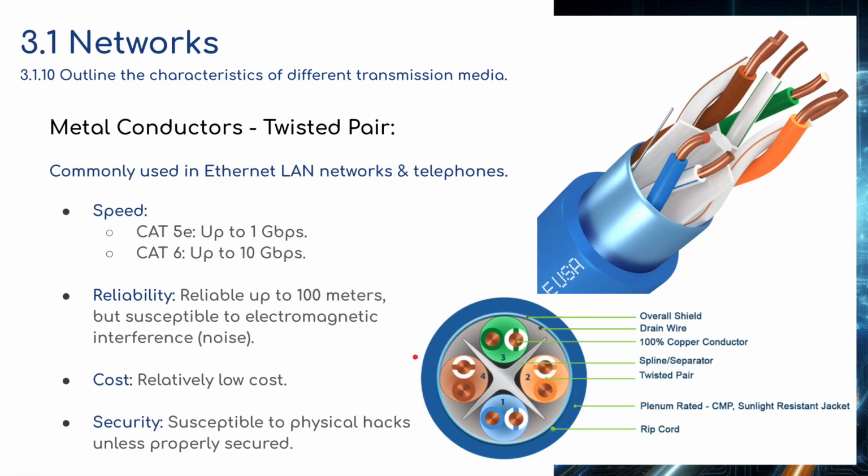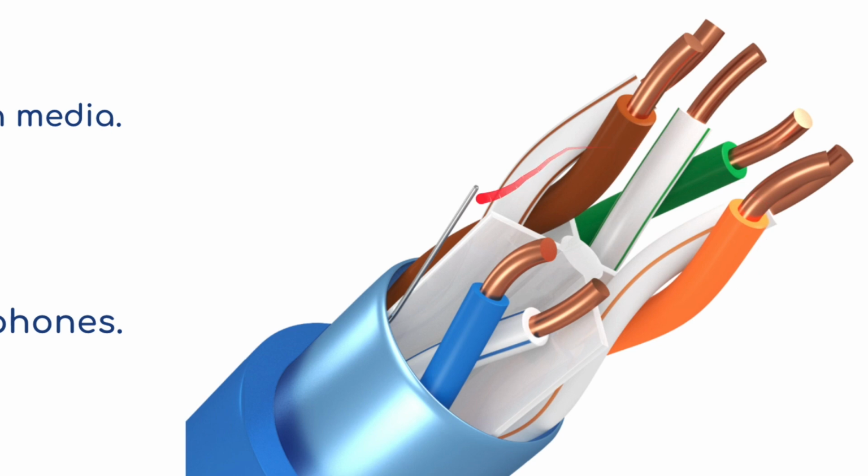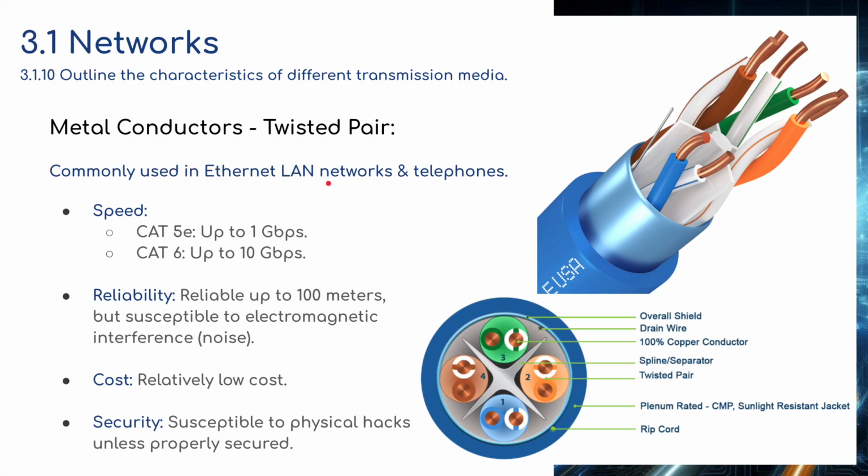Okay, so here we go, metal conductors. This is a twisted pair. You can see the pairs are twisted here, yeah? There's 4 pairs and they've been split by this spindle or this separator. Okay, these are commonly used in Ethernet LAN networks and telephones.